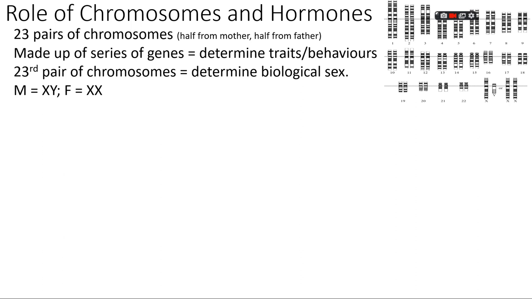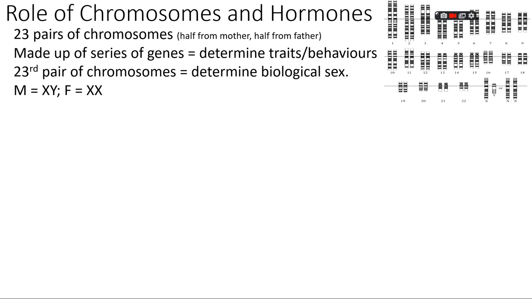So there's a little picture that kind of illustrates the chromosomes on the top right hand side of the screen there. Each chromosome is made up of a series of genes, and obviously these genes on each of the chromosomes have coding that determines our traits and to some extent our behaviours.